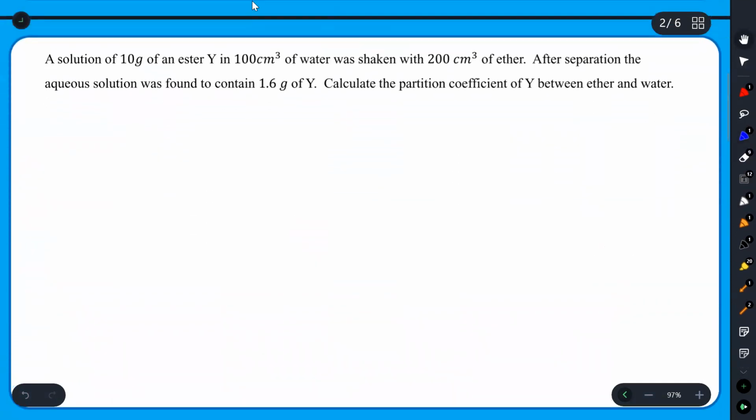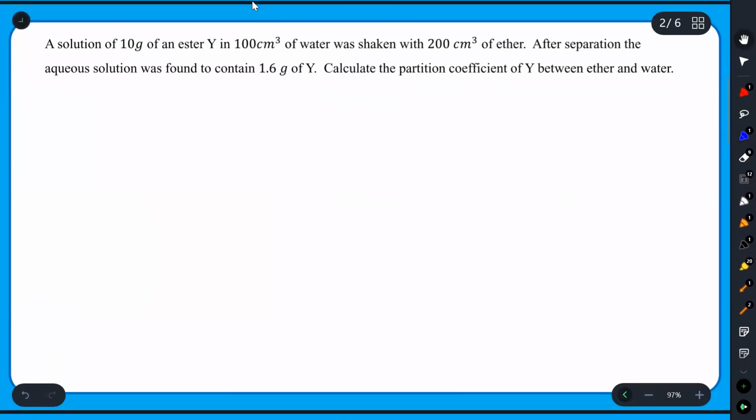Let's try another one. So a solution of 10 grams of an ester Y, and I would say pause the video and try to do them before me, right? It will help you in your practicing. I like to highlight, and usually when I'm doing my examinations, I don't have a highlighter, so I'll just underline with my pencil what is necessary so that I can keep track of important information. For example, even when they say that they want the final answer to 3 significant figures, I ensure that I underline that because that's the easiest thing to forget after working through an extremely long problem, right?